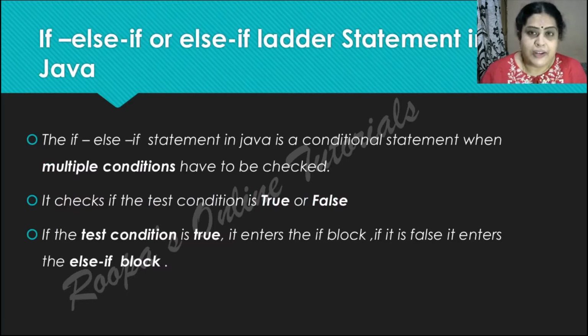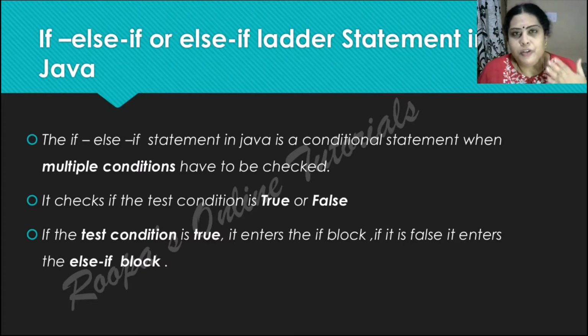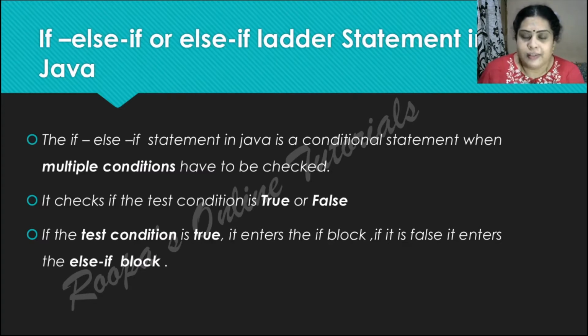The else if ladder is a conditional statement used when multiple conditions have to be checked. In the simple if, only one condition was checked. In the if-else statement, two conditions are checked, which is why it is known as a bidirectional statement. The detailed explanation of these two statements is given in another video. Please check it out.